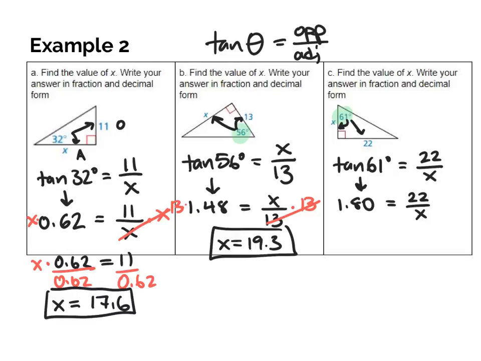So to solve, x, again, is in the denominator. So this is where I have to do some tricks and trades. I've got to get x out of the denominator. So I'm going to multiply both sides by x. So I would have x times 1.80 equals 22. Then I actually solve for x. I'm going to divide both sides by 1.80.